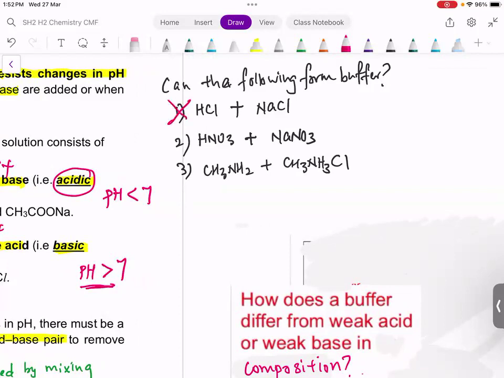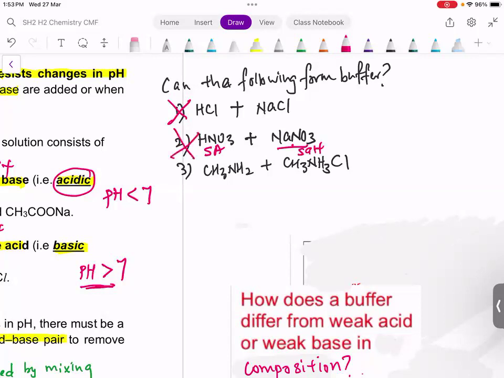All right, how about number 2? Can it form a buffer? In other words, you must know who your strong acids and strong bases are, so that you can recognize them. Nitric acid and sodium nitrate. This is a strong acid. This is the salt. So can this form a buffer?